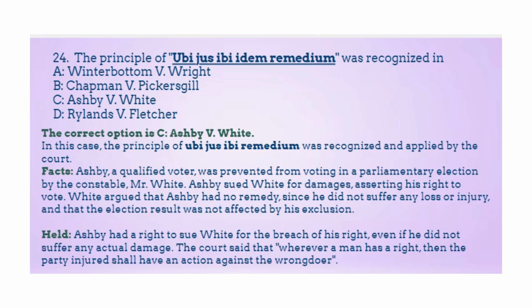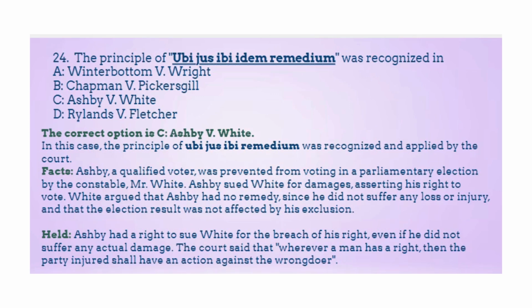Facts: Ashby, a qualified voter, was prevented from voting in a parliamentary election by the constable, Mr. White. Ashby sued White for damages, asserting his right to vote. White argued that Ashby had no remedy, since he did not suffer any loss or injury, and that the election result was not affected by his exclusion. Held: Ashby had a right to sue White for the breach of his right, even if he did not suffer any actual damage. The court said that, wherever a man has a right, then the party injured shall have an action against the wrongdoer.